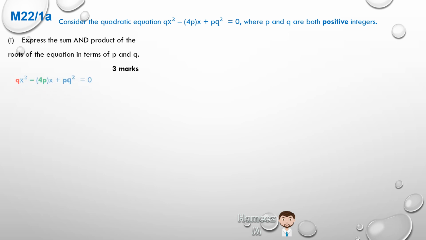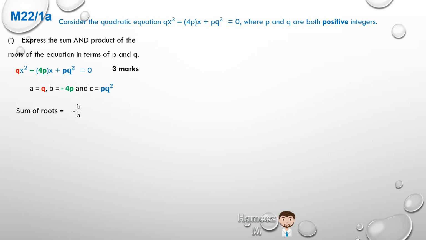So let's rewrite the equation. qx squared minus 4px plus pq squared is equal to 0. Let's recall the general equation of a quadratic is ax squared plus bx plus c, where a, b, and c are the coefficients. So let's use that. So a, in this case, is equal to q, b is equal to minus 4p, and c is equal to pq squared. So the sum of the roots would be minus b over a.